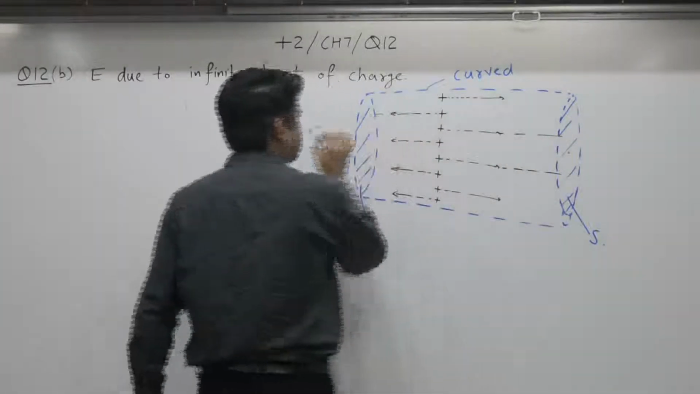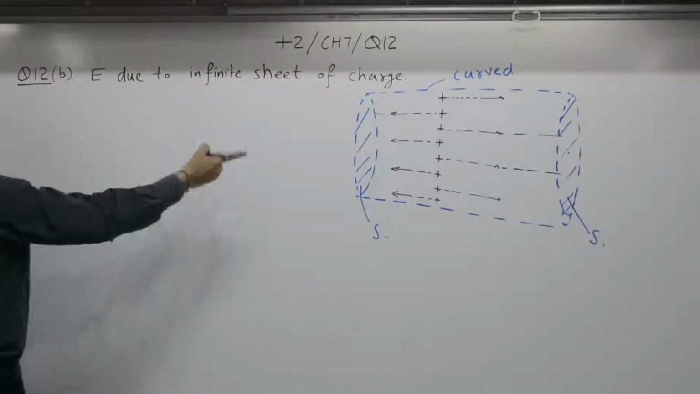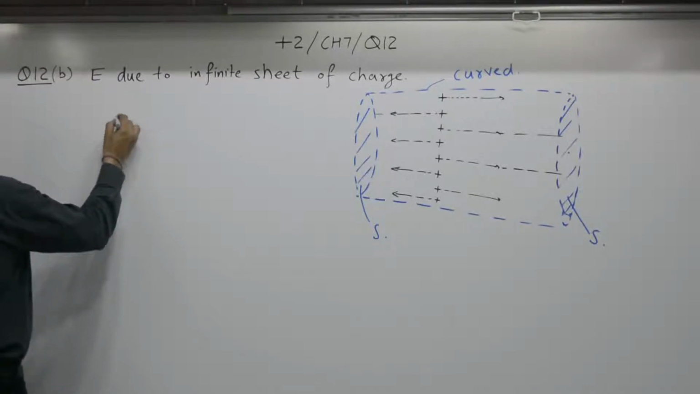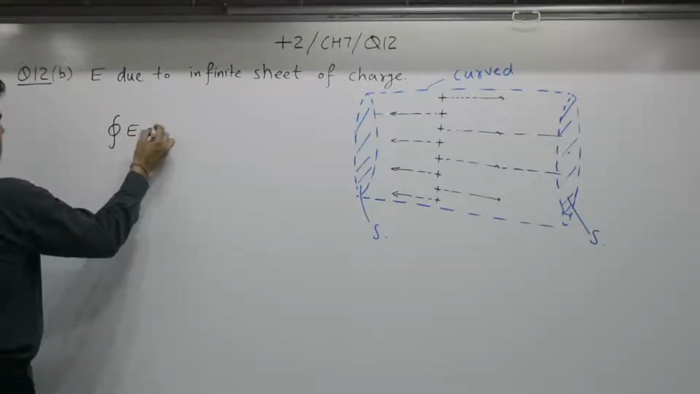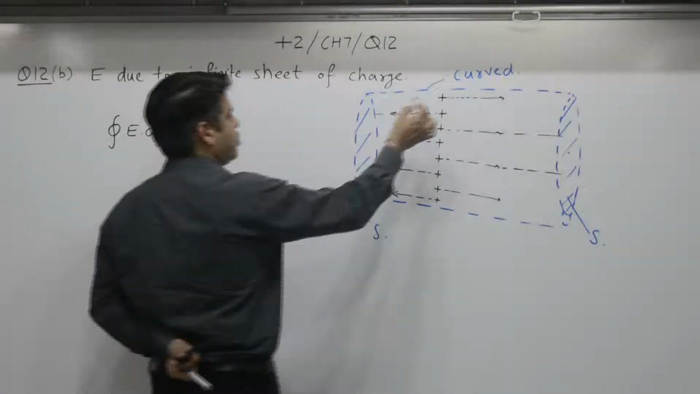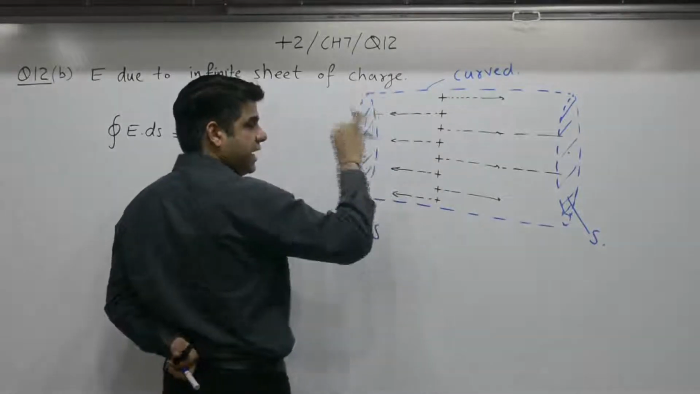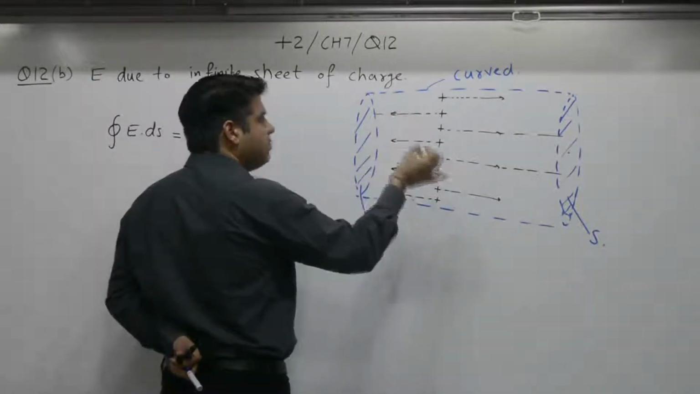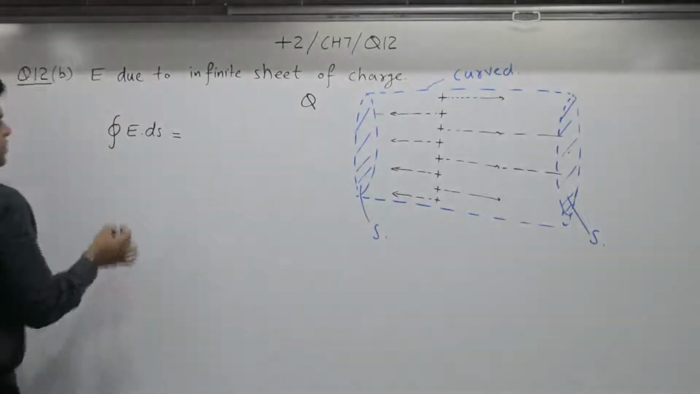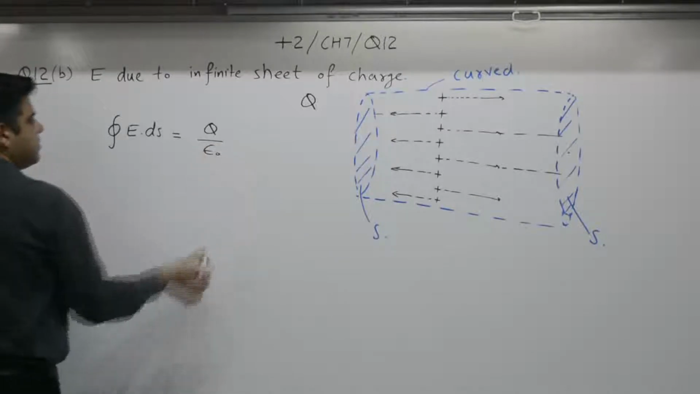Say for this particular cylinder, we apply Gauss's law. First step for Gauss's law is assume a Gaussian surface, you have assumed, apply Gauss's law. ∮E·dS is equal to total charge enclosed. Let the total charge be 8 coulomb, or we represent it as Q. So total charge enclosed divided by epsilon naught.